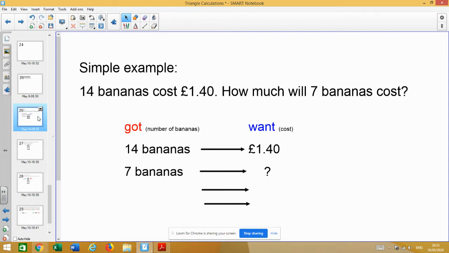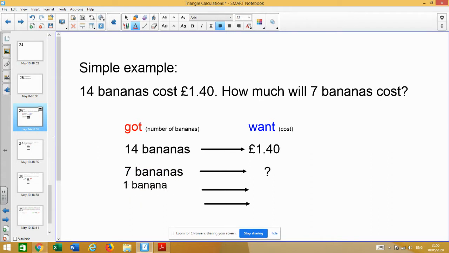So we're going to set all of our examples out like this. We're going to have what we've got and what we want to know, and we are going to do the ratio. So we've got 14 bananas cost £1.40. We want to know how much 7 bananas cost. So we're going to start by working out how much 1 banana costs.